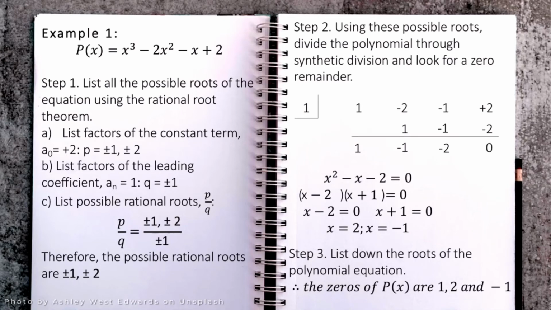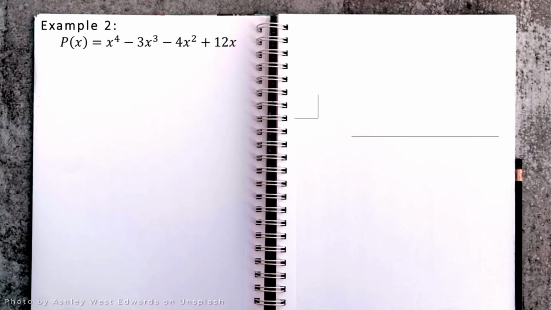Now, let's have example number 2. Example number 2, p of x is equal to 4x raised to 4 minus 3x cubed minus 4x squared plus 12x. Now, as you can notice, we don't have a constant term here, but all of the terms have x. Therefore, I can factor out x from it.